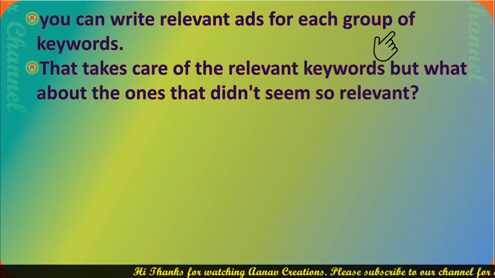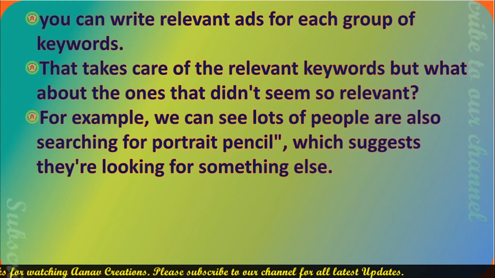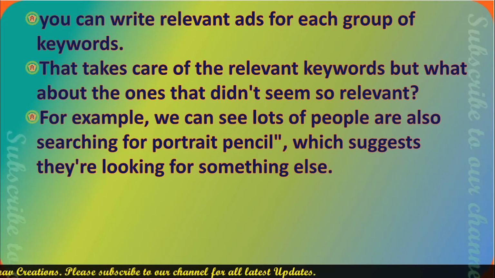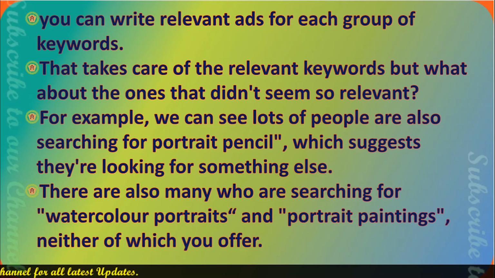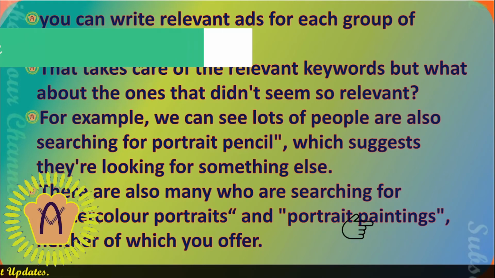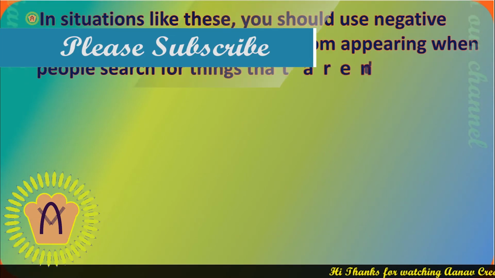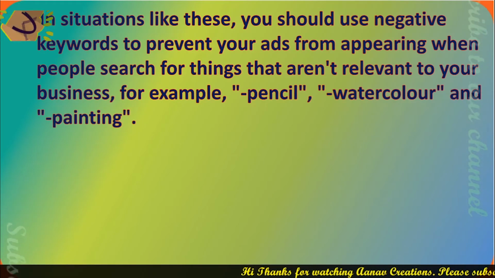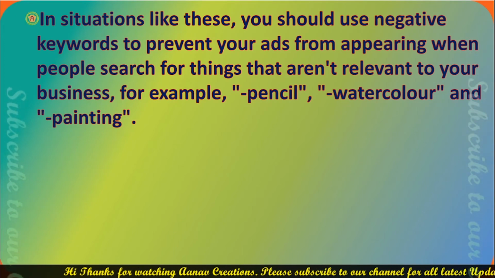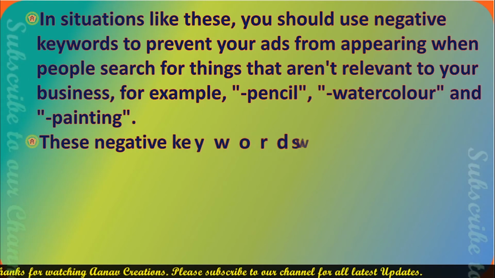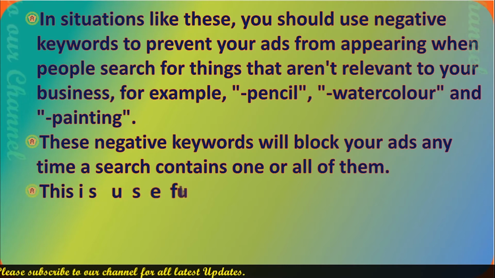That takes care of relevant keywords, but what about the other ones that didn't seem too relevant? For example, we can see lots of people are also searching for portrait pencil, which suggests they are looking for something else. There are also many who are searching for watercolor portraits and portrait paintings, neither of which you offer. In situations like these, you should use negative keywords to prevent your ads from appearing when people search for things that are not relevant to your business. For example, pencil, watercolor, and painting. These negative keywords will block your ads anytime a search contains one or all of them.